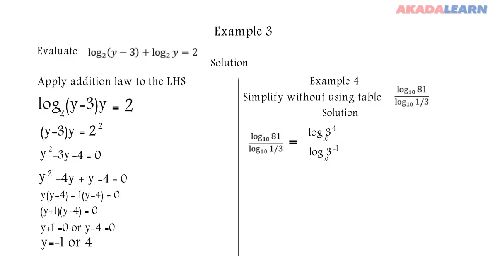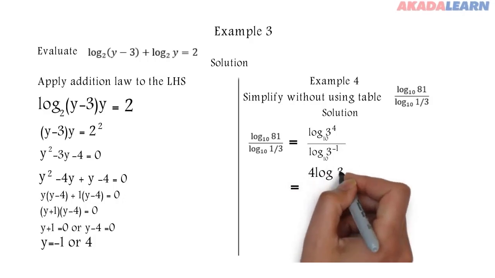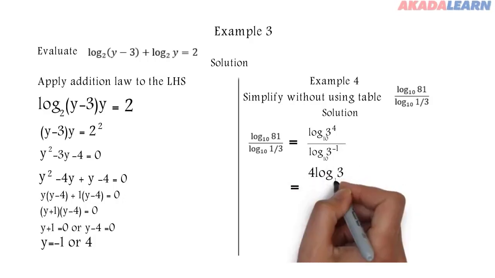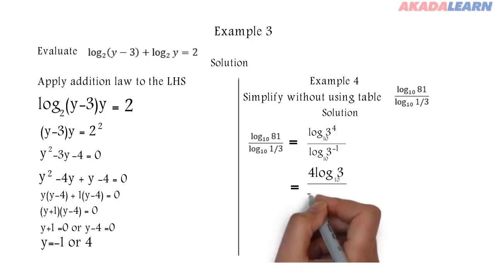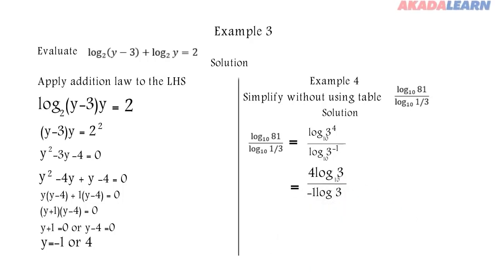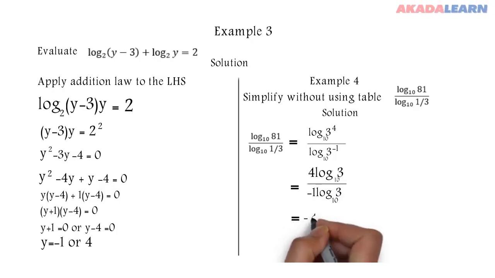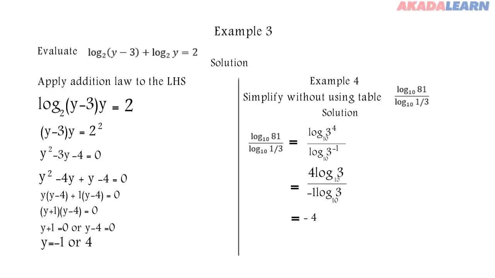Now we apply the power law. 4 will come and multiply log 3 base 10, also minus 1 will also multiply log 3 base 10. Since log 3 base 10 is common in both numerator and denominator, it cancels out. So 4 divided by minus 1 is minus 4.